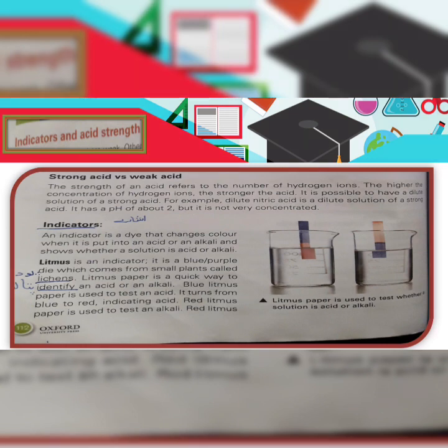So whenever the indicators are added to the substance, they immediately change the color and it tells us whether the substance is acidic or basic. The most common example of the indicator is a litmus paper. Litmus is basically a dye of purple or blue color which is obtained from the plant called lichens. Litmus paper is basically a quicker way to check the nature of the substance.